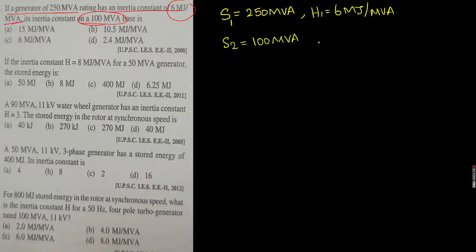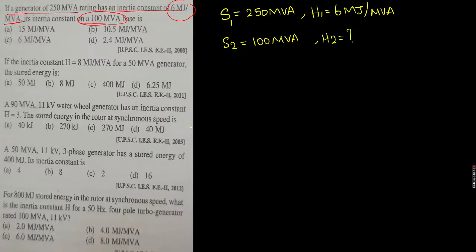What is given? First they told the MVA rating. Case number 1, S1 is given as 250 MVA. Okay, fine sir. Next, second, what they told, the inertia constant is given. H1 equal to 6 megajoule per MVA. Okay sir. Second case, again they have given MVA2, 100 MVA. Then what is the value of H2? That is the question mark.